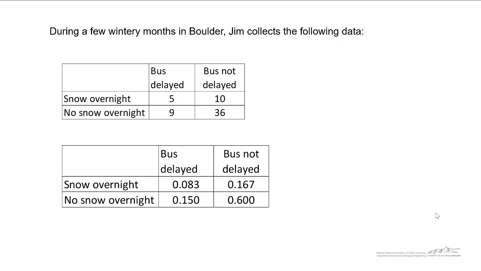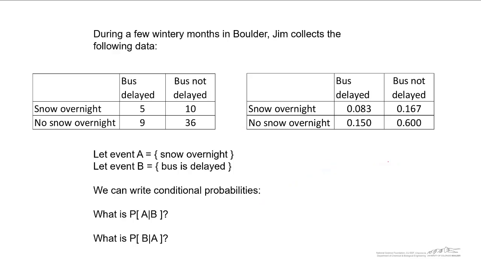We've got some data here for whether or not there was snow overnight and whether or not the bus was delayed as a result. We have a total of 60 samples. If we divide each of those numbers in this table by 60, that gives us the joint probability distribution, f_XY of x and y, and that's covered in the previous screencast. Now we're going to talk about conditional probability distributions.